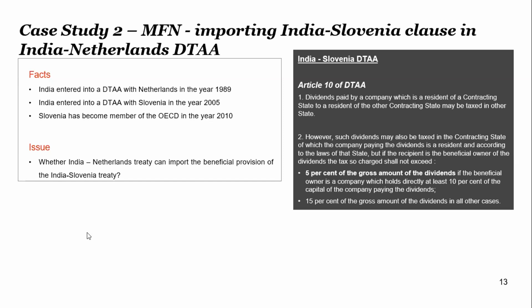Now the question before you is whether an Indian company, while distributing the dividend, would be able to take advantage of the India Slovenia DTAA. For reference, we have also pasted Article 10 of the India Slovenia DTAA, and I would like you to focus only on this 5% clause. The gist is that India Slovenia provides a better tax rate of 5% than the India Netherlands 10%. So, a quick answer: would we be able to get the advantage of the MFN clause while applying the India Slovenia DTAA? Anybody can raise hands and answer.